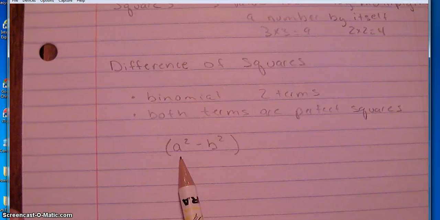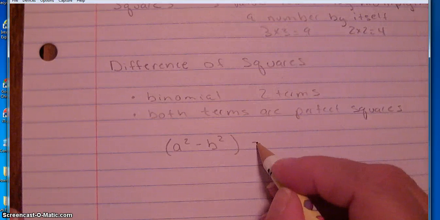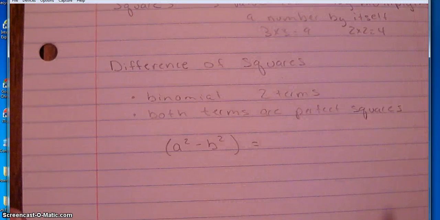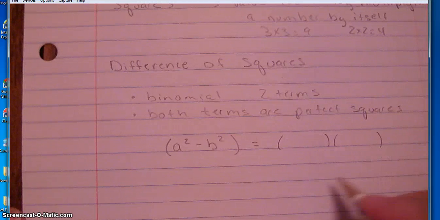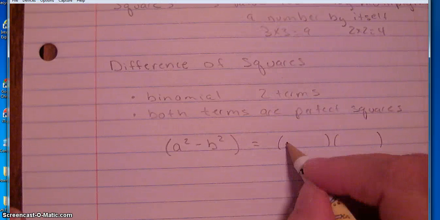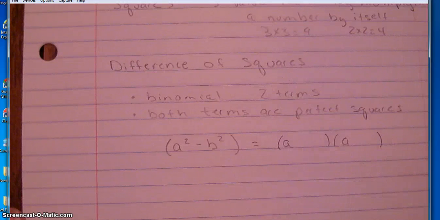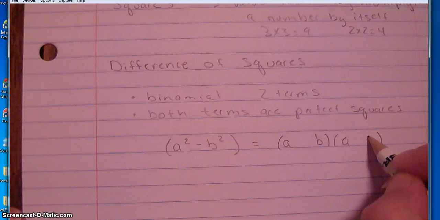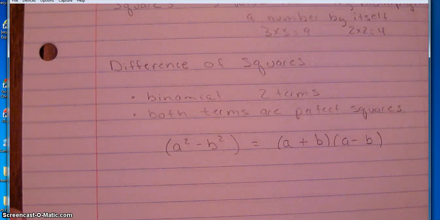Okay, so here's an example. Here we have a difference of perfect squares, where a squared is a perfect square, b squared is a perfect square, and we are subtracting. When we factor this out, you might remember this from our quadratic unit, they factor into conjugate pairs. The square root of a squared is a, the square root of b squared is b, and then you make one a positive and one a negative. That factors out to be the difference of squares.